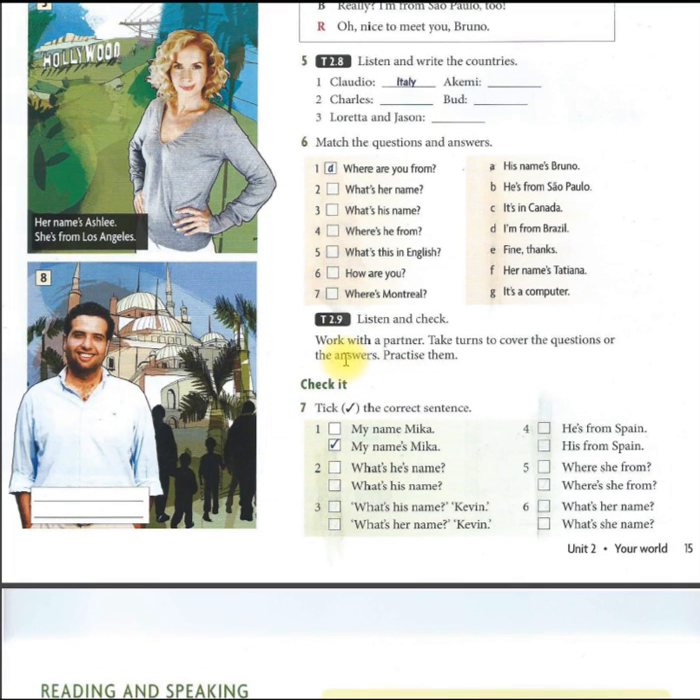Again, this one, we're going to skip this one. نجي على number 7. So the correct sentence. You have to take the correct sentence. You have two sentences for each item. So you would check and take the correct one. Look at the first one, the first item. My name Mika. My name's Mika. So which one is the correct one? Of course, the second one.